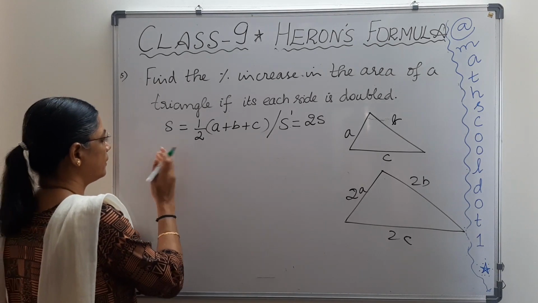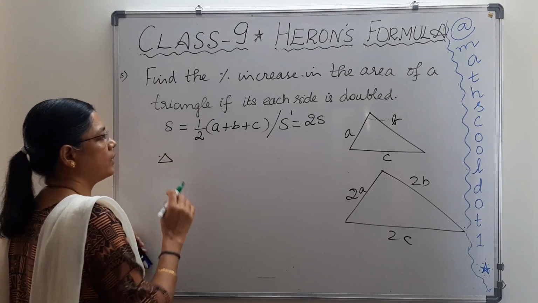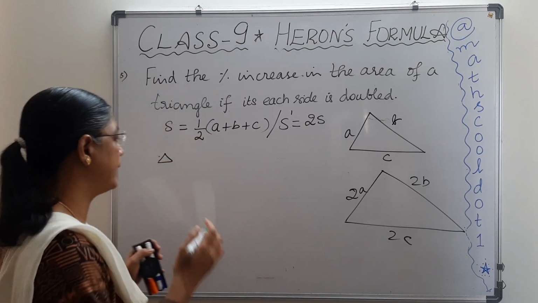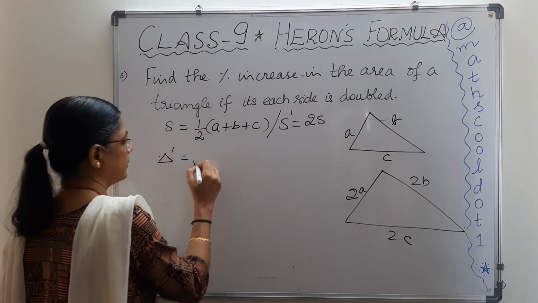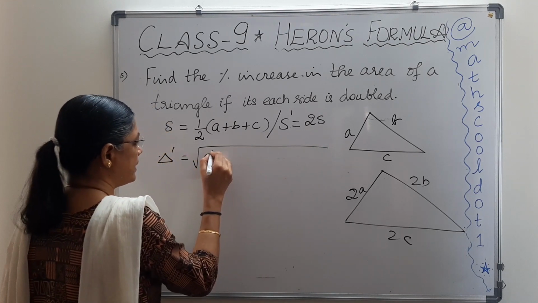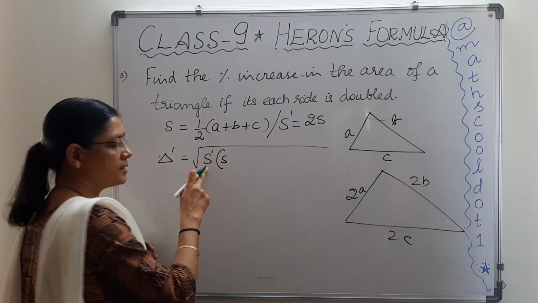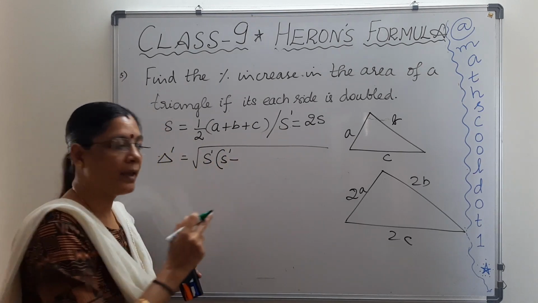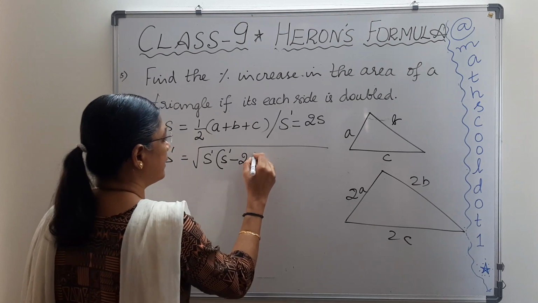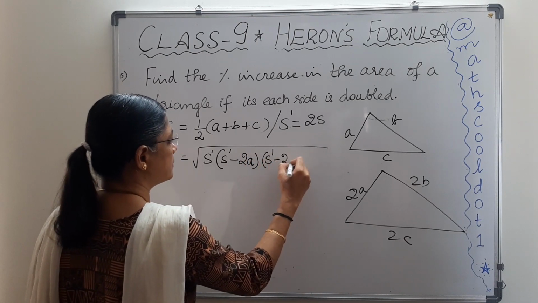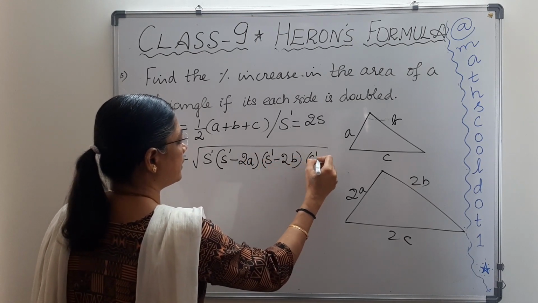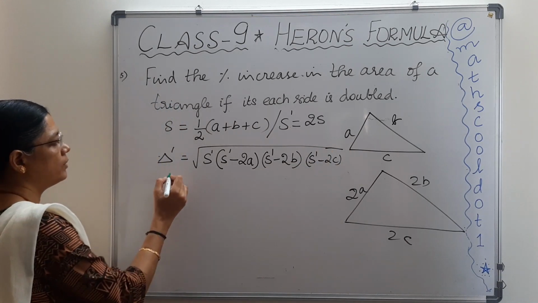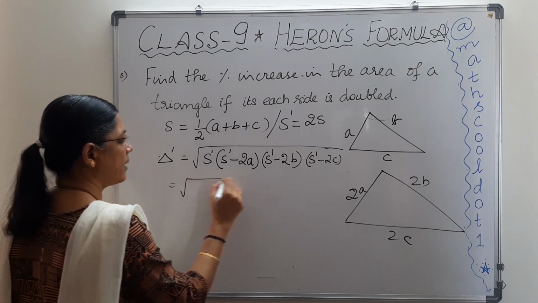Now del, we know del is equal to root of s into s minus a, s minus b into s minus c, isn't it? Now del dash, what about del dash? Del dash is equal to s dash into, because this is the changed semi-perimeter, s dash minus, now here it is not a, it is 2a because the lengths have been doubled. So s dash minus 2b, s dash minus 2c. Do you understand?